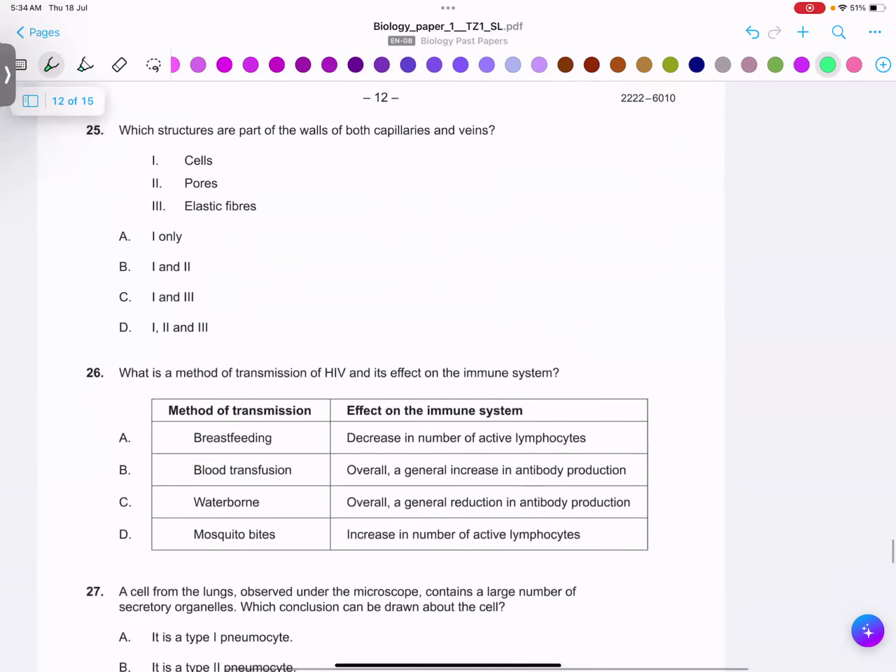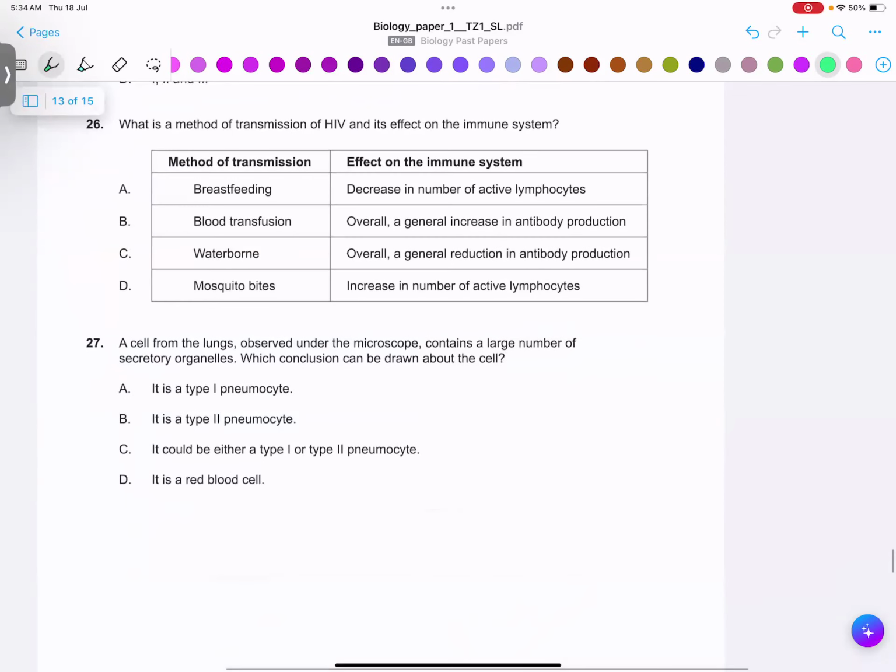Okay, so for question 25, which structures are part of the walls of both capillaries and veins? So we have cells, which is true. It is not true for pores, and it is also not true for elastic fibers. So in this case, our answer would be A, because not both capillaries and veins have pores, nor do both of them have elastic fibers.